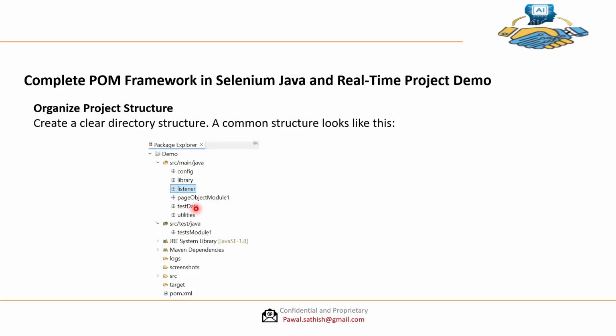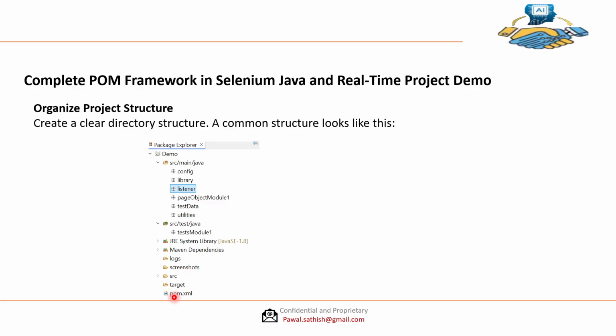Then test data. If we need to send different test data as part of our test case, we add the test data either in an XML or a CSV file under this test data component. Common utilities we add under utilities, and in source test Java we implement our actual test cases. We add the logs under the logs folder, and while executing, if our scripts fail, we take a screenshot and save it here.